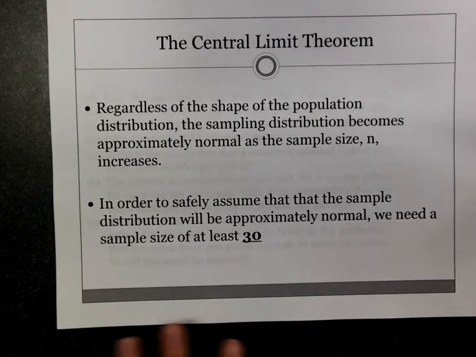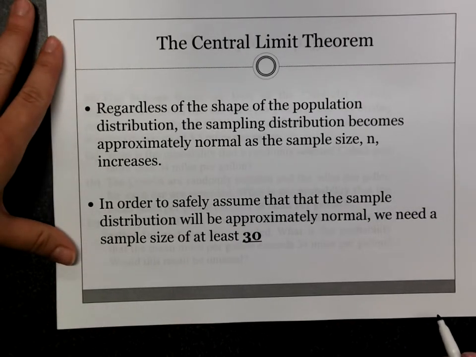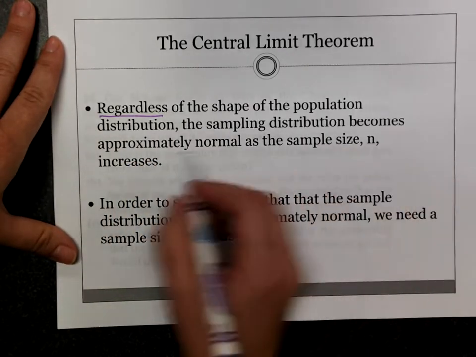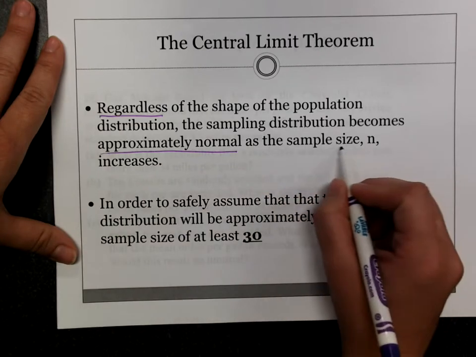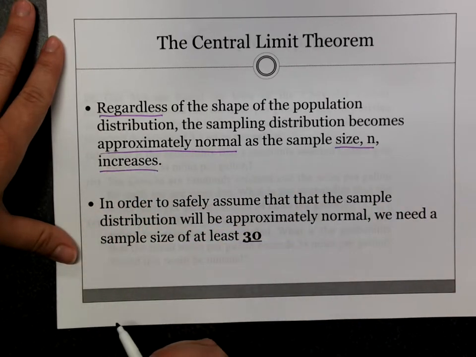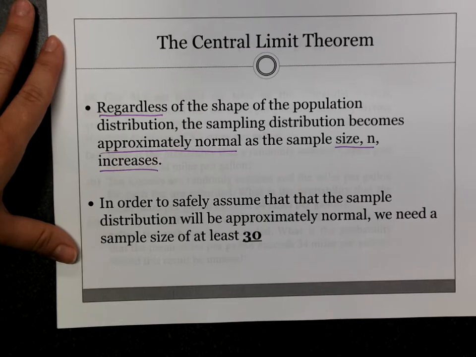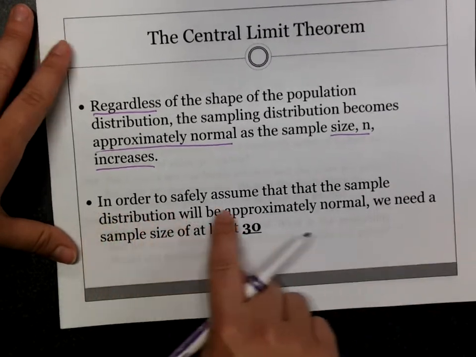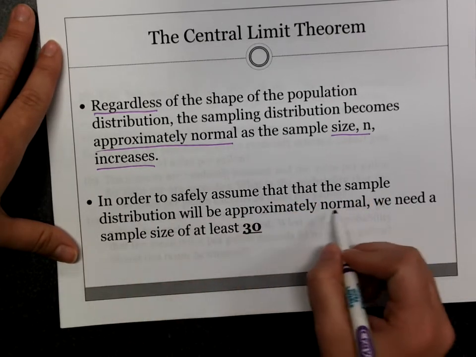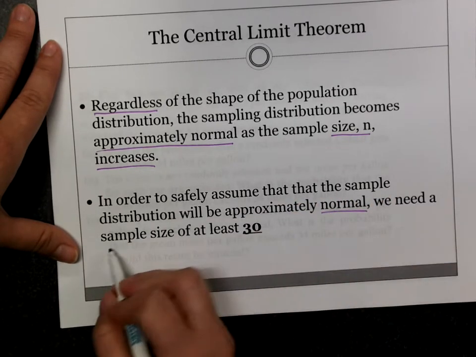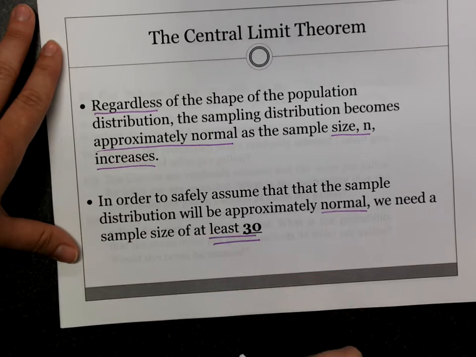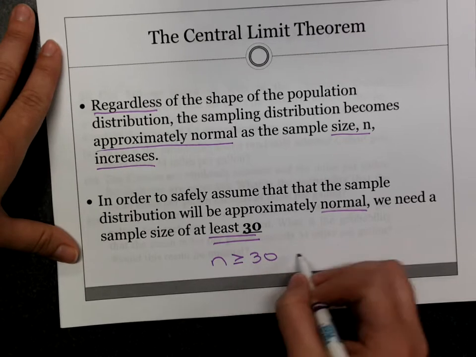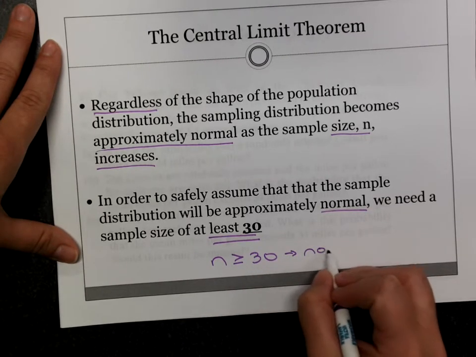So this concept is called the central limit theorem. And it says regardless of the shape of the population, the sampling distribution becomes approximately normal as the sample size increases. So as we get bigger and bigger, our histogram starts to become normally distributed. In order to safely assume that the sampling distribution will be approximately normal, they decided that a sample size of at least 30 is appropriate. So if the sample size is greater than or equal to 30, we can safely assume that the sampling distribution will be normally distributed.